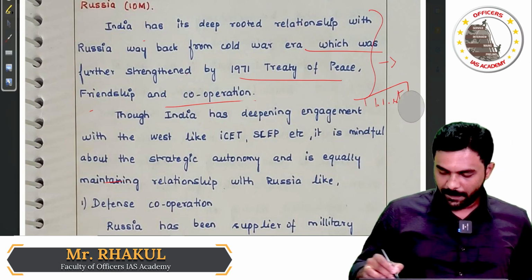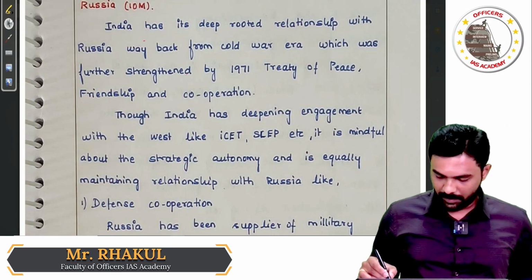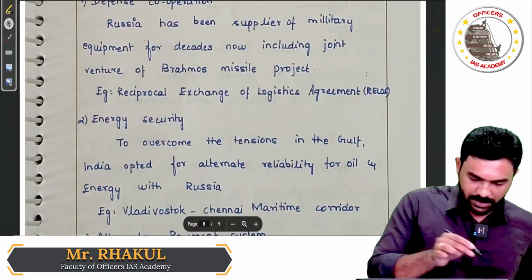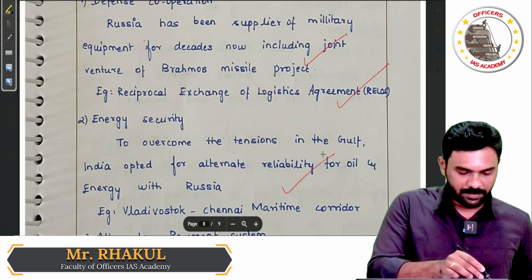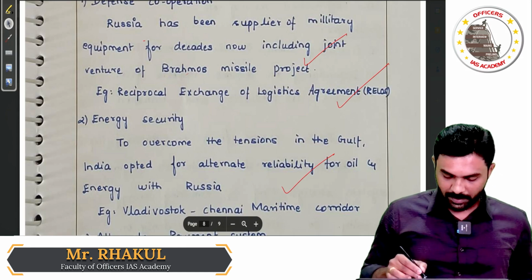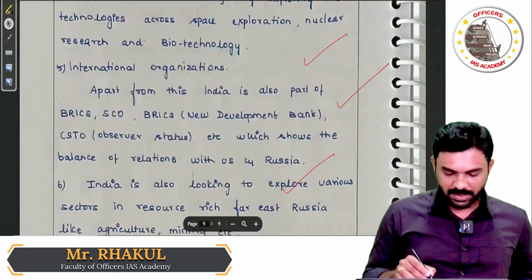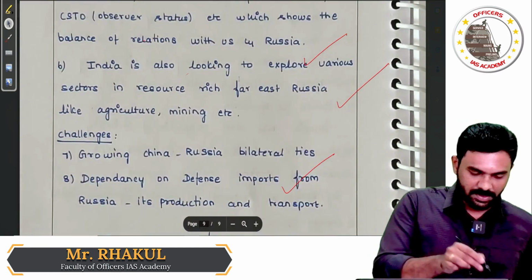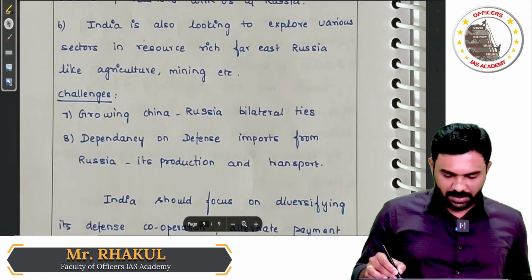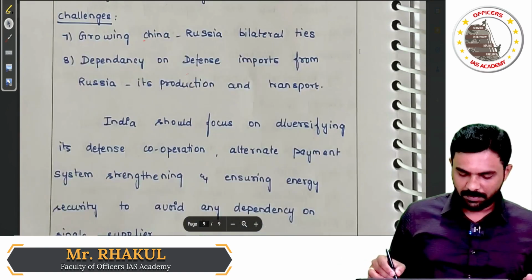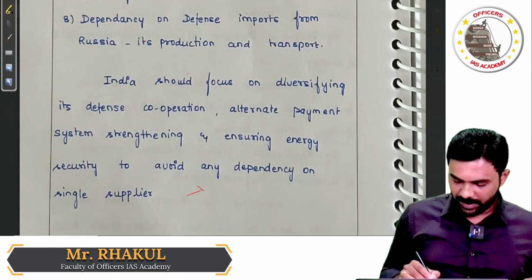Then coming to the body, she had addressed different aspects: defense cooperation, a good example, energy security, then alternate payment systems, they are working on it, then science and technology cooperation, international organizations. These points are sufficient and it is very good. Then challenges, it is not very much needed, but you have given it in a short way, so that is not a problem. In the conclusion, here you can include strategic autonomy.